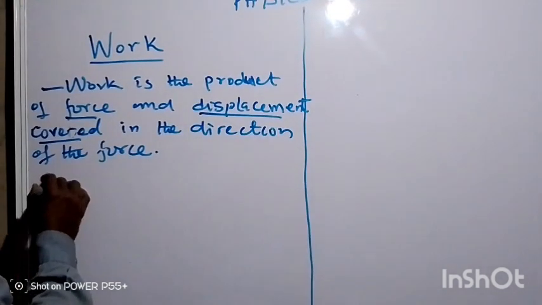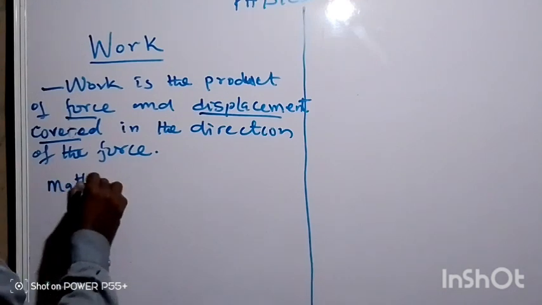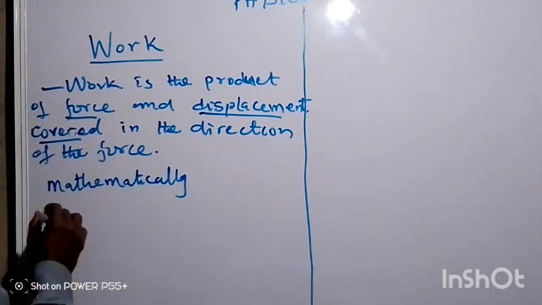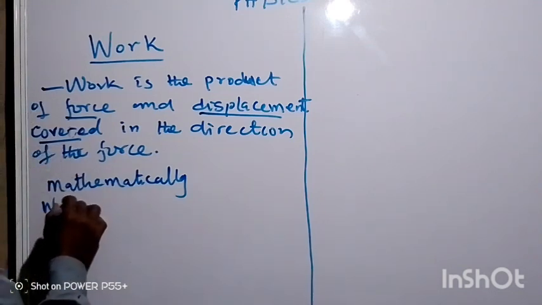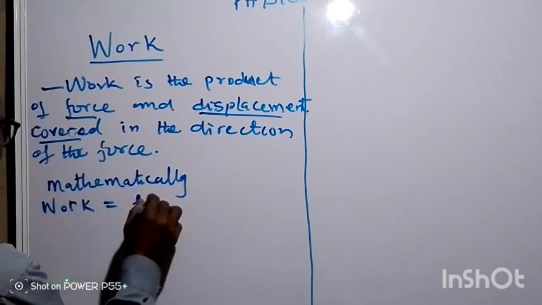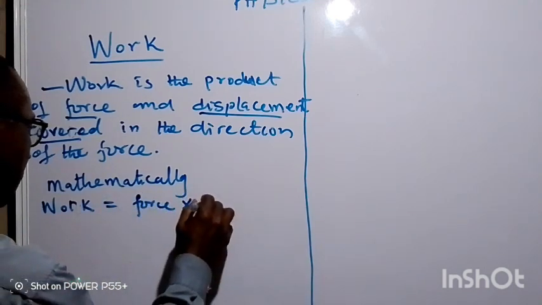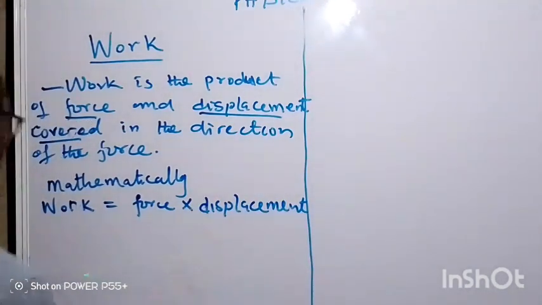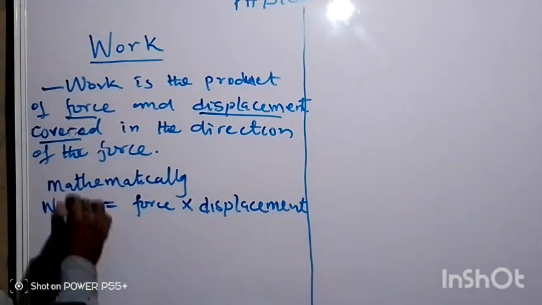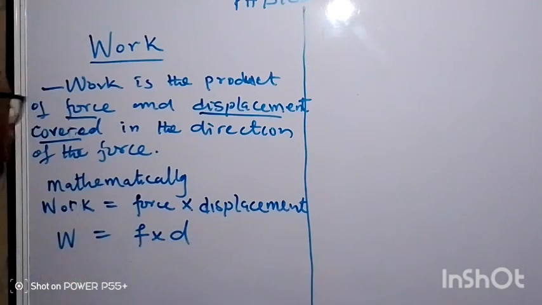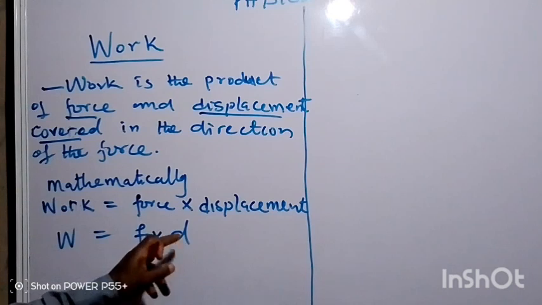Mathematically, work is equal to force multiplied by displacement. That is, W, the symbol of work, is equal to F multiplied by D, where F is for force and D is for displacement.